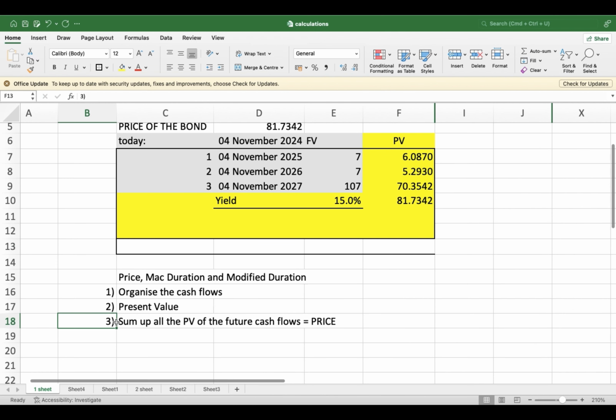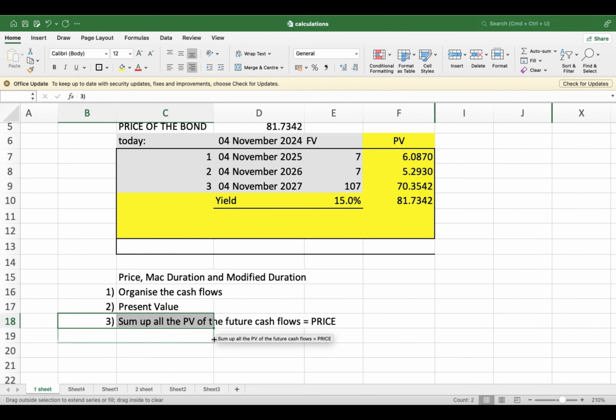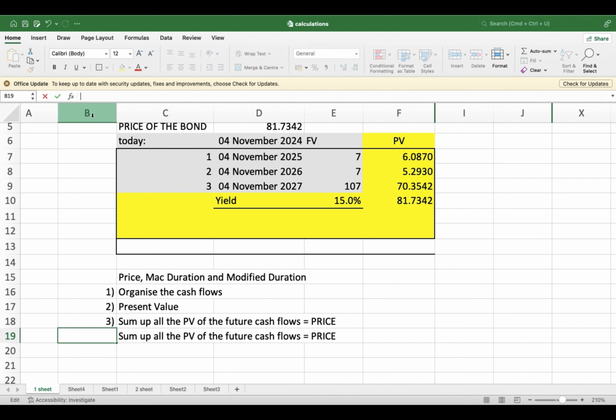So the fourth thing to remember in the bond is we need to know which direction the yields are headed. That's a very important thing to know.